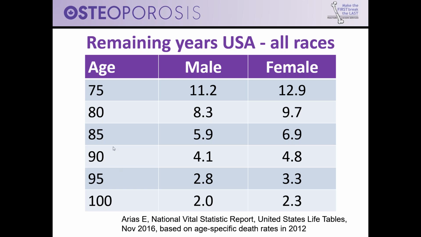So if you look at the US, you can see that a man who survives to 75 has an average life expectancy of 11 years, and a woman has close to 13 years. But I want you to look at the bottom of this range. A man who lives to be 100 still has an expected 2 years of life expectancy on average, and a woman 2.3 years. So I must say that I'm of the opinion that we cannot make a blanket statement of an upper age limit to our drugs.